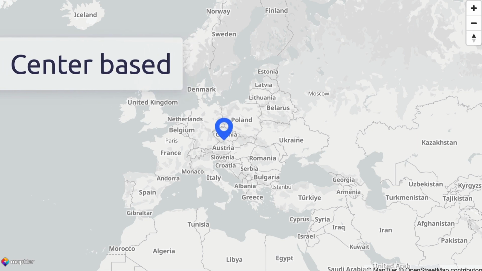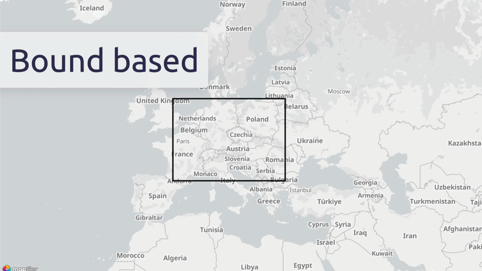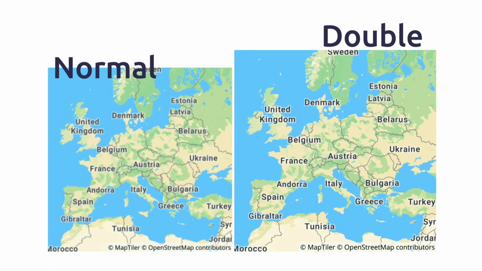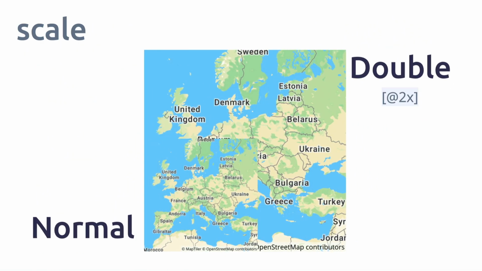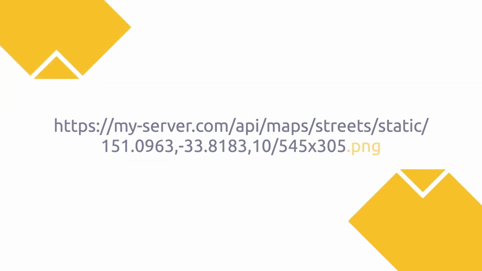You can decide if the view of your map image will be set by a center point or by bounding box. With the optional scale parameter, you can double the resolution of the map images, ensuring they'll always look sharp on your website. The Static Maps API also supports several formats, including PNG or WebP.